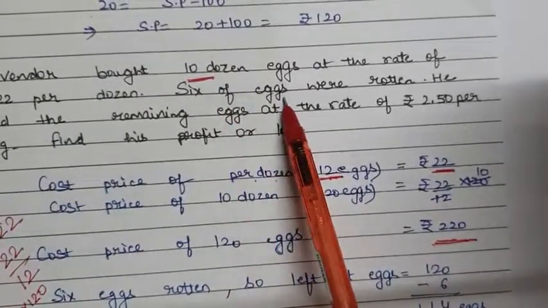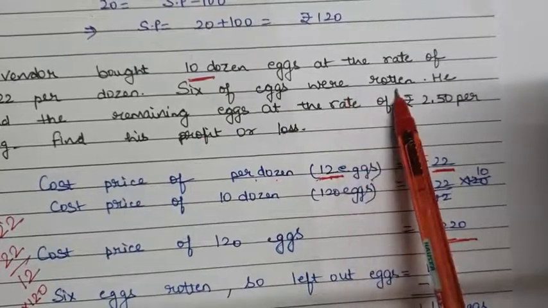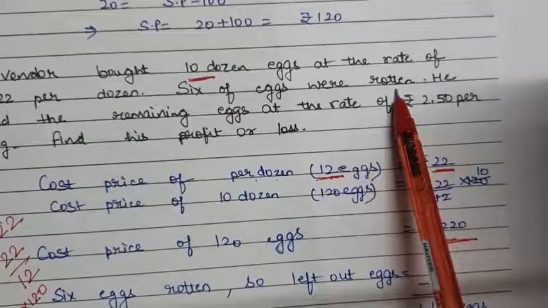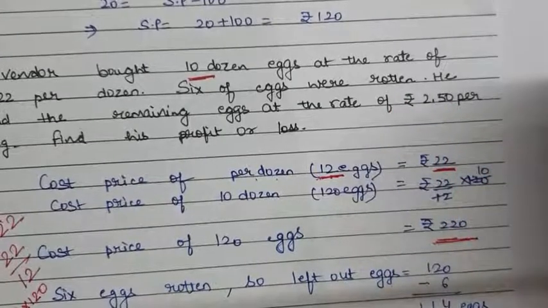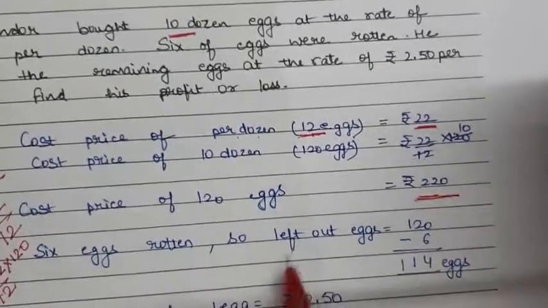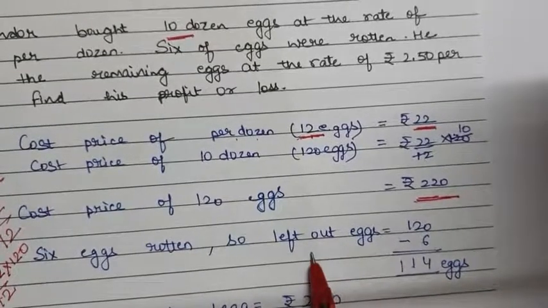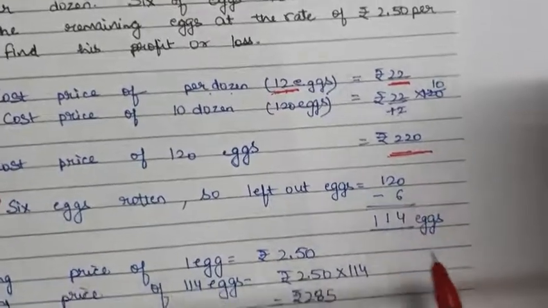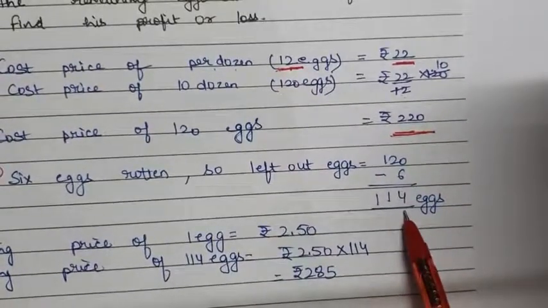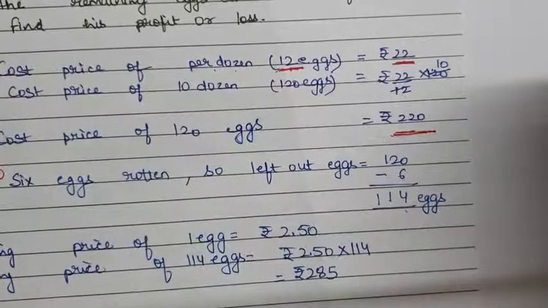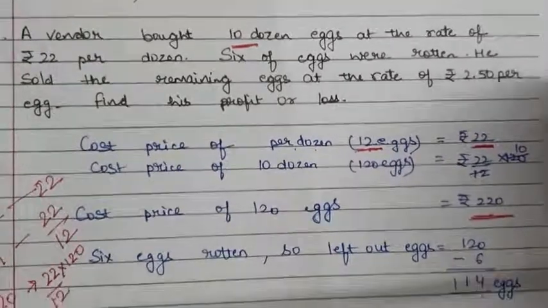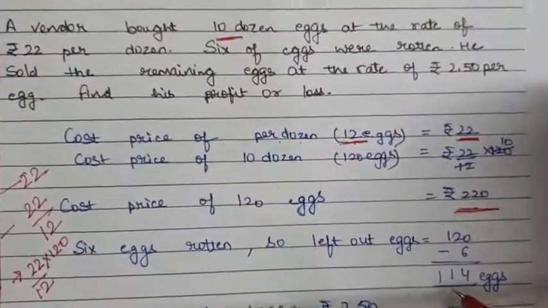Now let us read further. 6 of eggs were rotten. Rotten means they were spoiled. So now 6 eggs were rotten. So how many eggs were left out? That is 120 eggs were there, 6 rotten. So leftover eggs are 114. Clear? Now 114 eggs are left out.